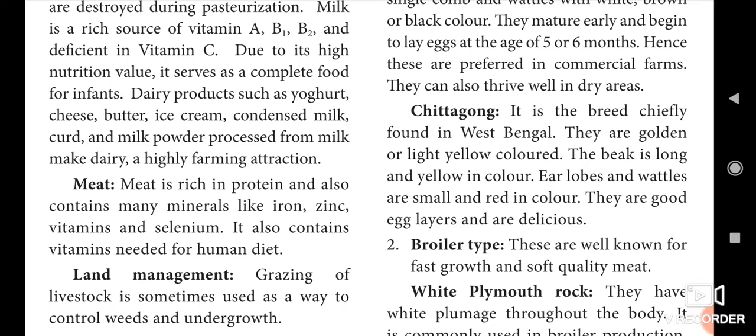Here the beak is long and yellow in color. Earlobes and wattles are small and red in color. They are good egg layers and the eggs are delicious. This variety of egg is very delicious, tasty. This Chittagong egg is very delicious.